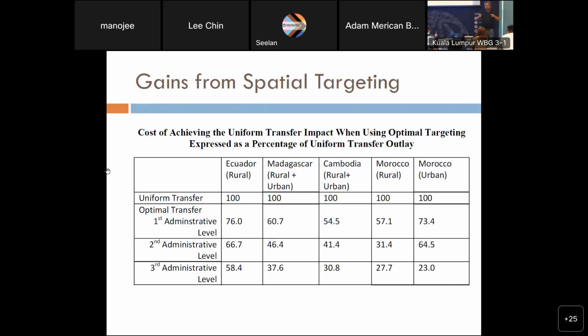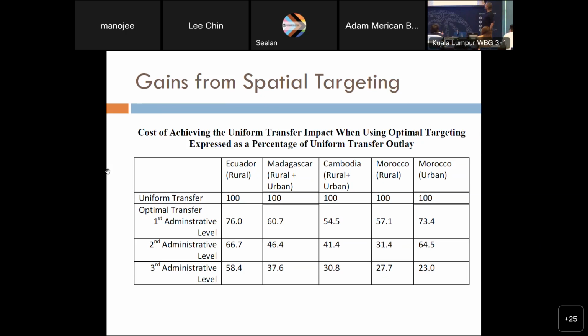Utilizing that information, I'm going to try to reach the exact same reduction in poverty, but now because I have more granular data, I can target more efficiently, and so I am able to reach the same level of poverty reduction, but with fewer resources. Okay, so what these numbers mean here is that, for example, in Ecuador, the exact same level of poverty reduction can be reached with only 76% of the original budget. And in some cases, like in Cambodia, for example, almost half, you can achieve the exact same level of poverty reduction with half the cost.